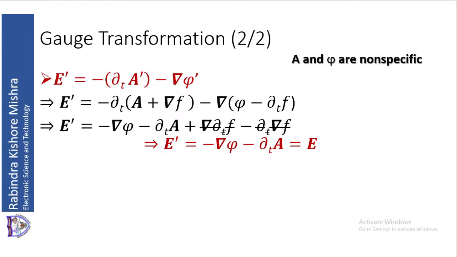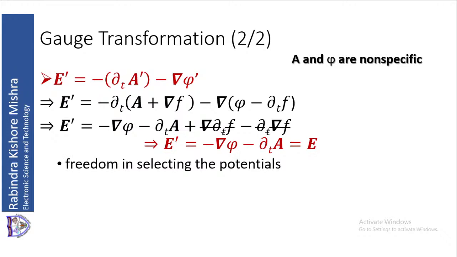So grad dot TF minus dot T grad F, each term will cancel out, leaving us 0. So E dash now becomes minus grad phi minus dot TA. We know minus grad phi minus dot TA is equal to E. Therefore, E dash is equal to E. So E does not change.